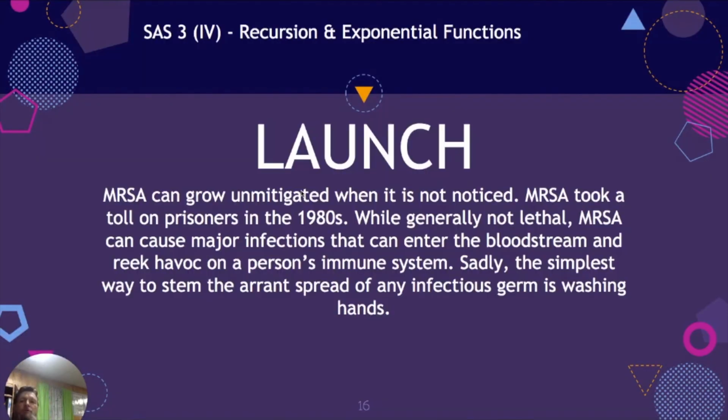Now, I'm going to launch you with this. MRSA can grow unmitigated or unstopped when it's not noticed. It took a toll on prisoners in the 80s. While generally not lethal, MRSA can cause major infections that can enter the bloodstream and wreak havoc on a person's immune system. Now, this is where MRSA becomes deadly. The simplest way to stem the errant spread of any infectious germ is to wash your hands. And that is so true.